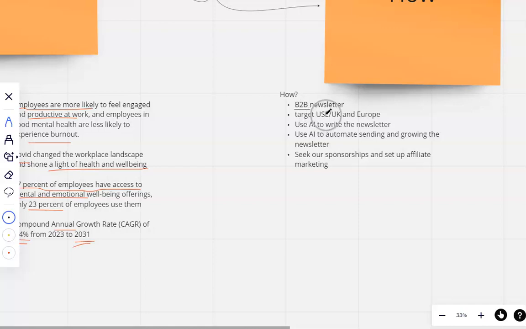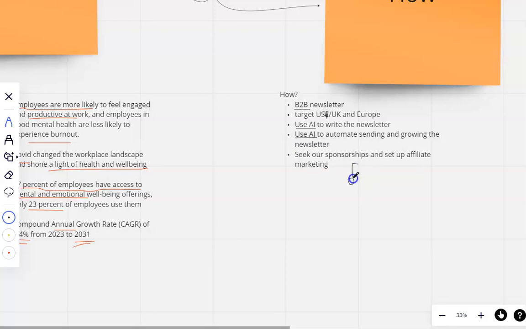I'm going to be targeting the US, UK and Europe, because from the research I have done, that's where most of these programs are aimed at and are growing. And there's a lot of policies going on at the moment that are requiring companies to do more for their employees post-COVID. As I said before, we're going to use AI to write the newsletter, and I'm going to use AI to automate sending it out and growing my newsletter as well. So finding the people to contact to make them aware of my newsletter, sending it out to them and writing the actual newsletter itself.